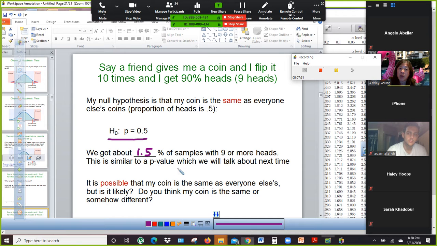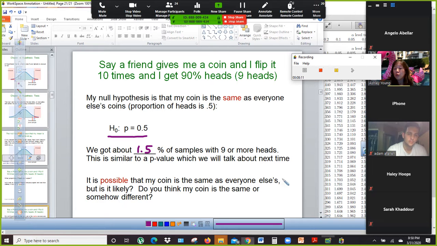Is that unusual or not? Yes, it's less than 5%, right? 5% or less is unusual. Since the probability of getting 9 or more heads is only 1.5%, that's super unusual.